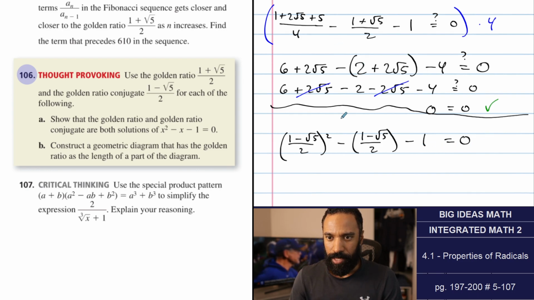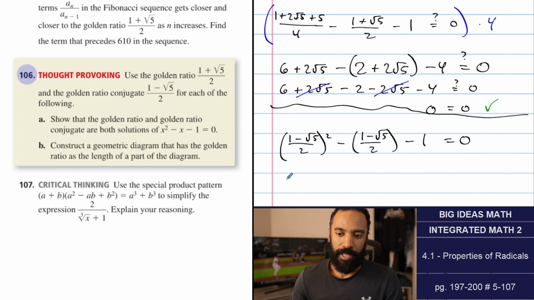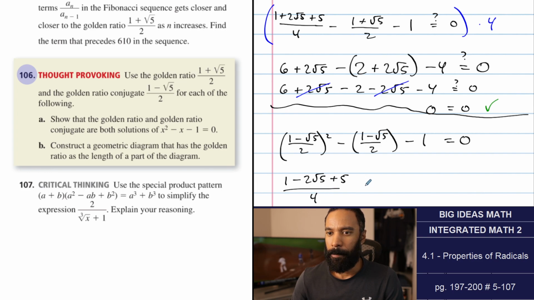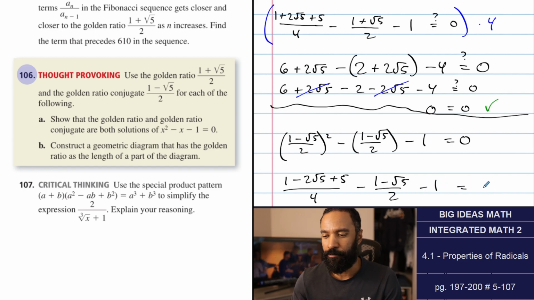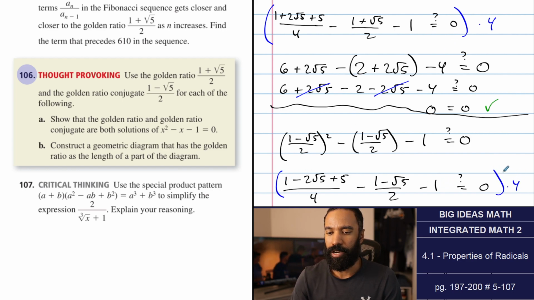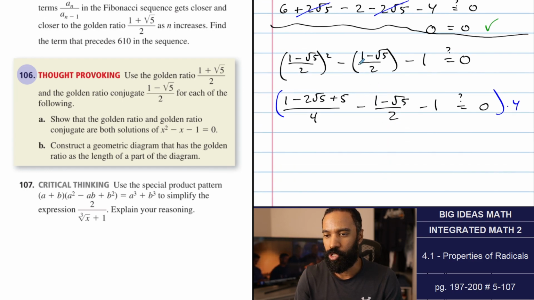When I square this, I'm going to now get this. I mean, it's the same stuff as before. 1 minus 2 root 5 plus 5, though, this time. And then here, on this one, when I subtract, this will be 1 minus root 5 over 2. So when we distribute, whether I multiply by 4, whatever it is, it's just going to look the same. So times 4 here, the only difference is this is minus 2 root 5, and this is going to be plus because we got to distribute the negative.